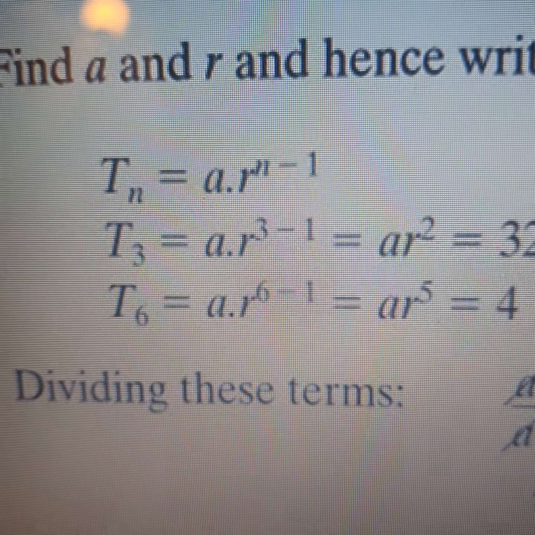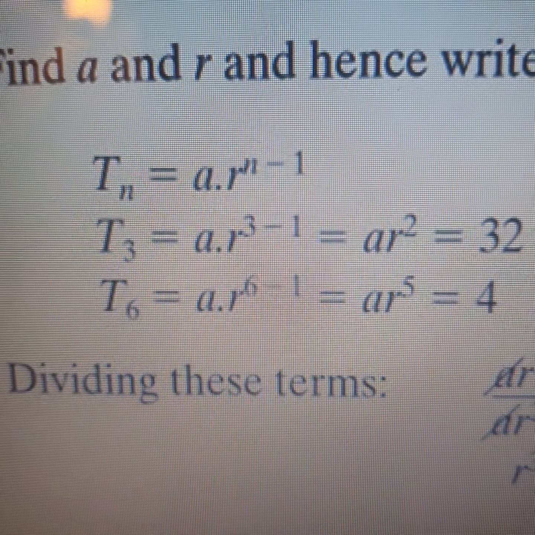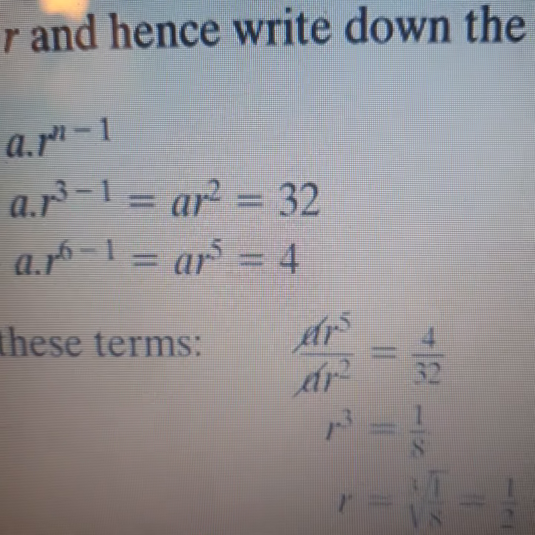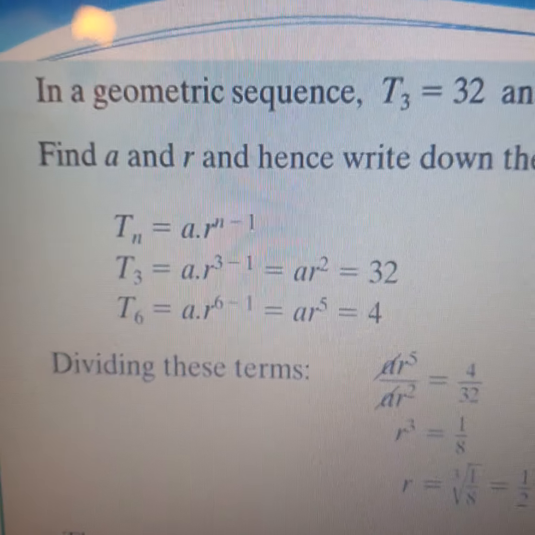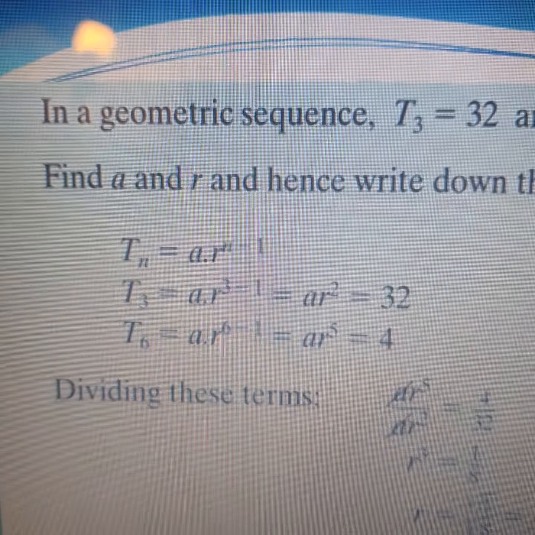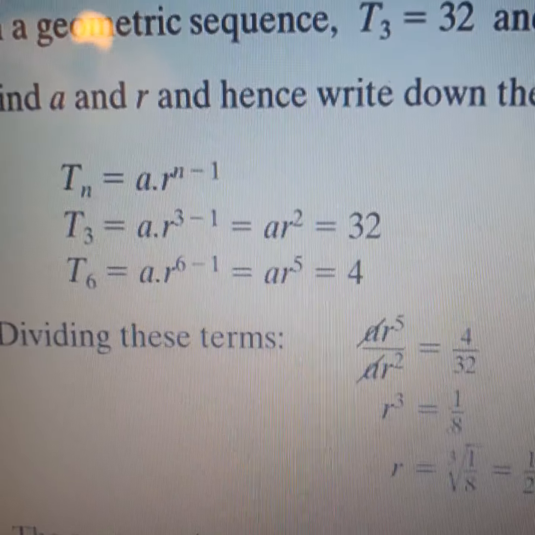So T6 then is equal to AR to the power of 6 minus 1. So that's going to be AR to the power of 5. What is T6 equal to? 4. So AR to the power of 5. So now what we're going to be doing is we're working out the first term. We're working out the common ratio.